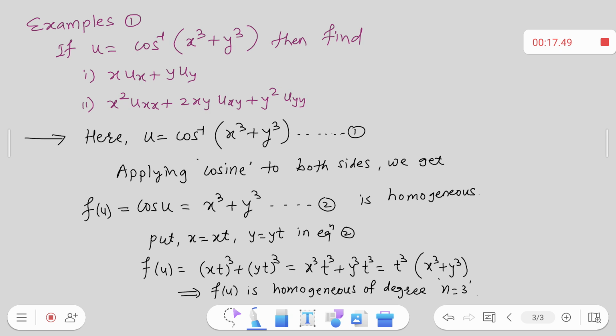u is a function of two variables, so use statement 1 or 2. Which one will we use here? Statement 1 is not applicable because u is not directly homogeneous; f of u is homogeneous. So use statement number 2.